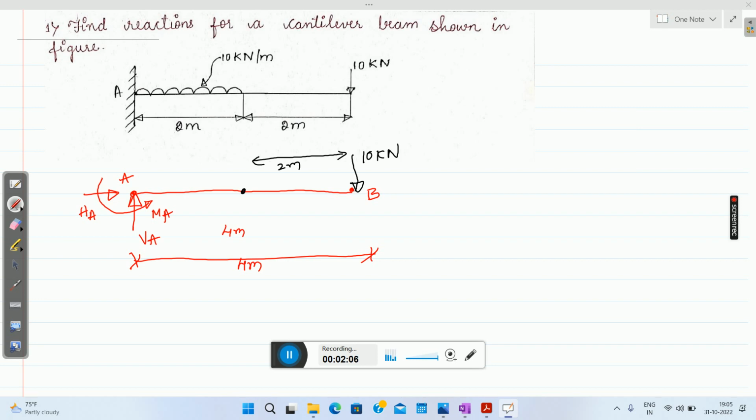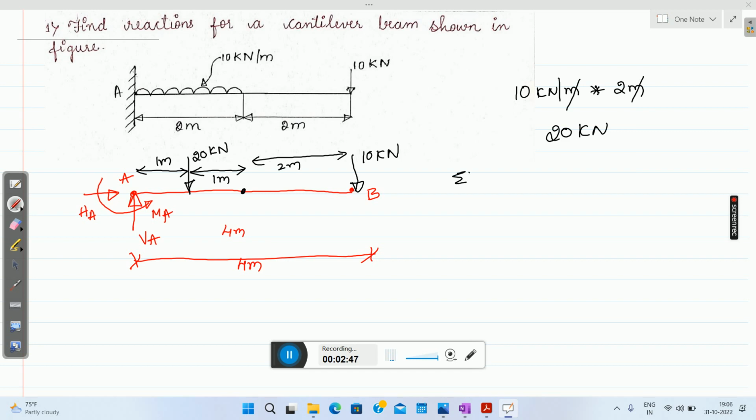So convert this uniformly distributed load to point load. So intensity of UDL is 10 kilonewton per meter, multiplied by, it is acting over a distance of 2 meter. So here meter get cancelled. So 10 into 2, it will be 20 kilonewton. So this point load will be 20 kilonewton. Okay. So this will be 1 meter and this will be 1 meter.